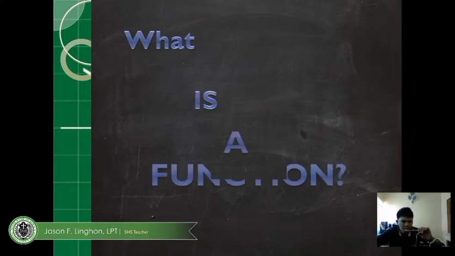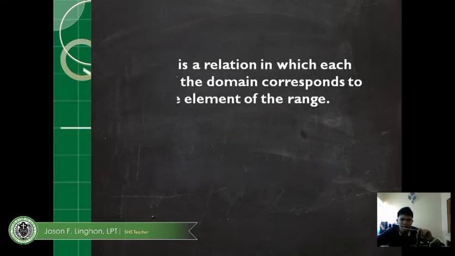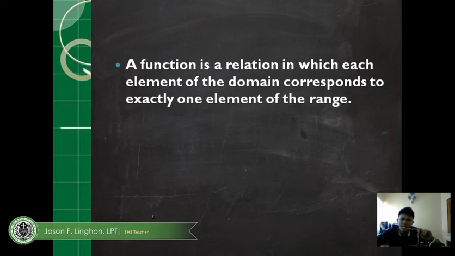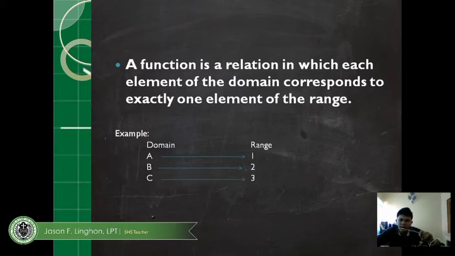So what is a function? A function, by definition, is a relation in which each element of the domain corresponds to exactly one element of the range. For example, domain A has partner 1 in the range, B has partner 2, and C has partner 3. That is an example of a function.